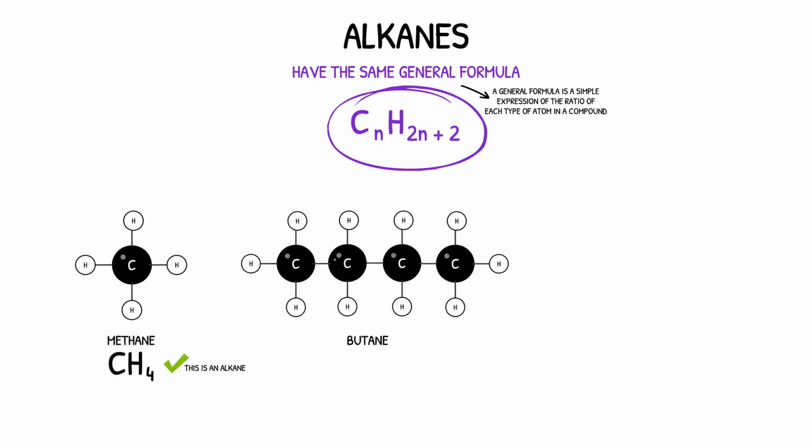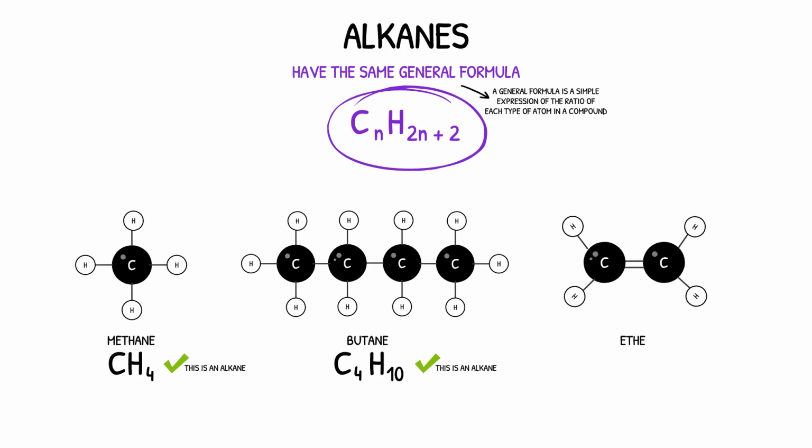Butane has the chemical formula C4H10. The number of carbon atoms in this formula is 4. 4 multiplied by 2 is 8, plus 2 is 10. The chemical formula for butane follows the general formula of an alkane, and therefore belongs to this homologous series.